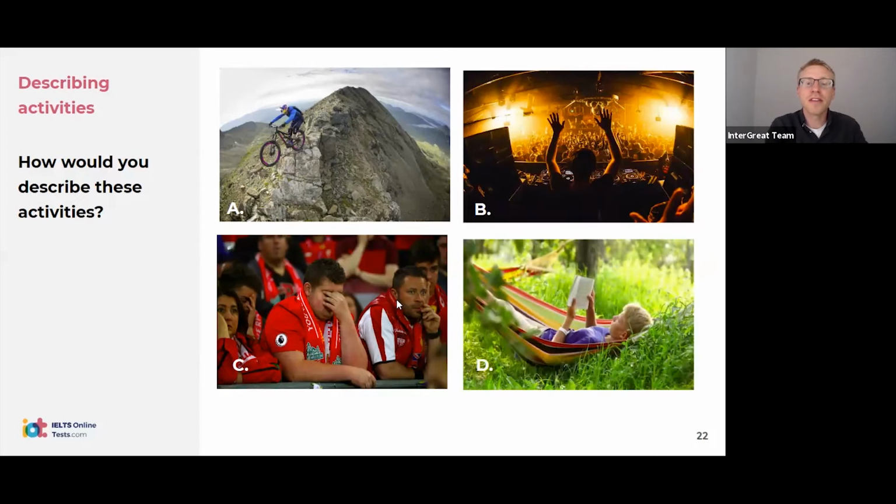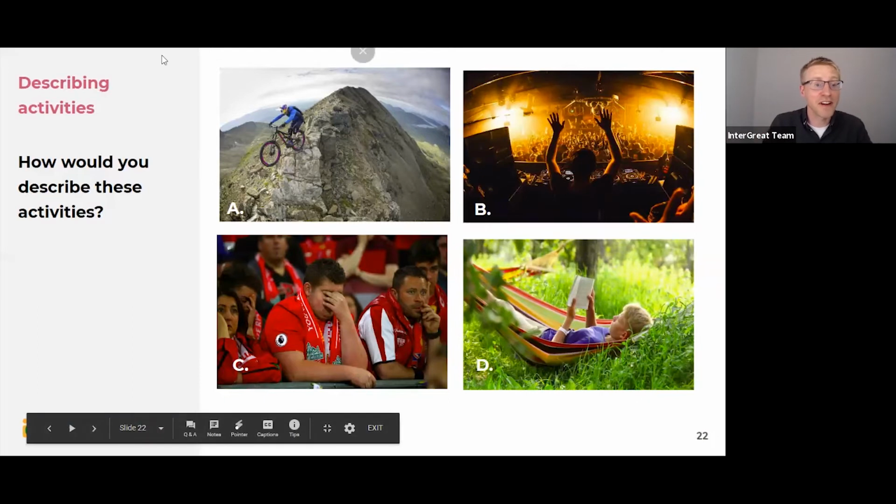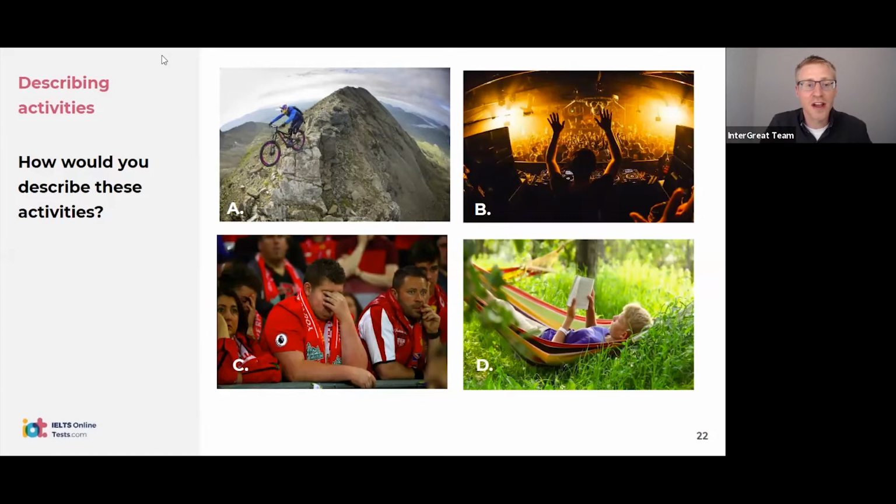Finally, what about this activity here? This one, relaxing, chilling, reading in the hammock. Very good. This kind of bed, we call it a hammock. Right. So how would you describe them?